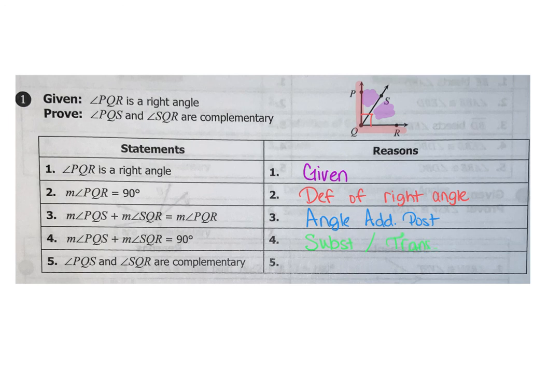All right? And so yes, from this step, the two angles add up to 90. So then how do we know that they're complementary? That is definition of complementary. If they add up to 90, then they are complementary. And so this last step would be definition of complementary.